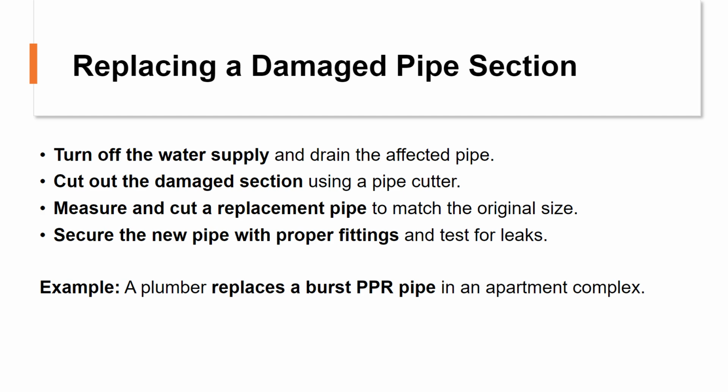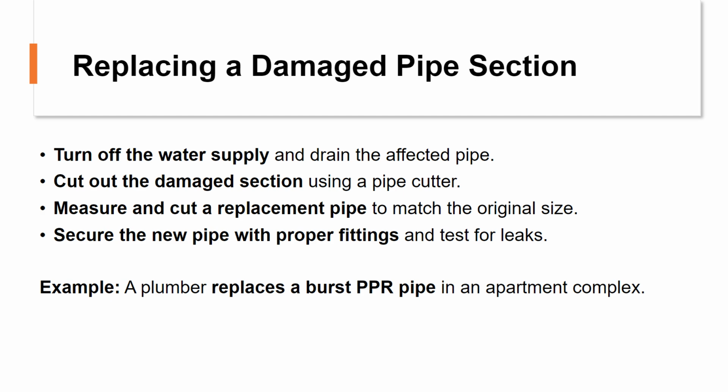Measure and cut the replacement pipe. Use the same material and match the length exactly. Dry fit it first. Check alignment and spacing. Connect using the right fittings. Use PVC solvent cement, compression fittings, or fusion joints depending on the pipe type. Hold firmly for the required setting time.